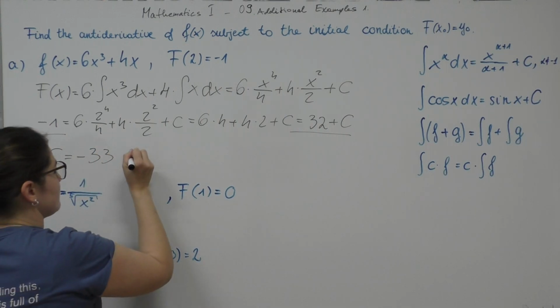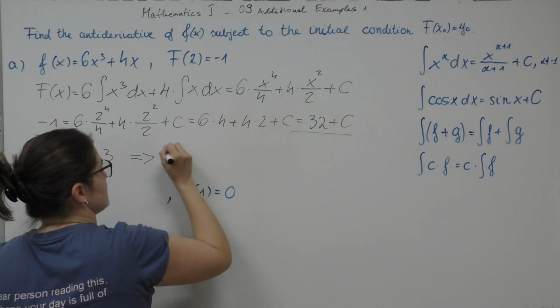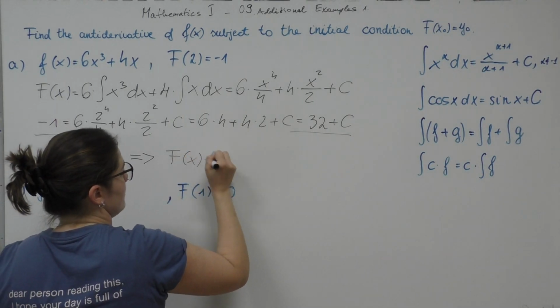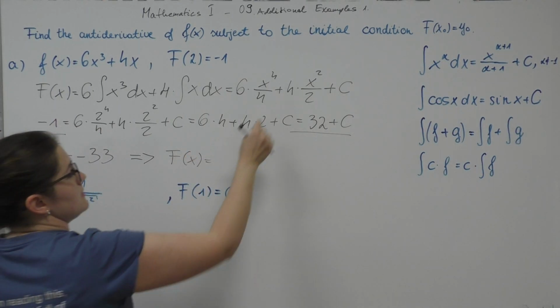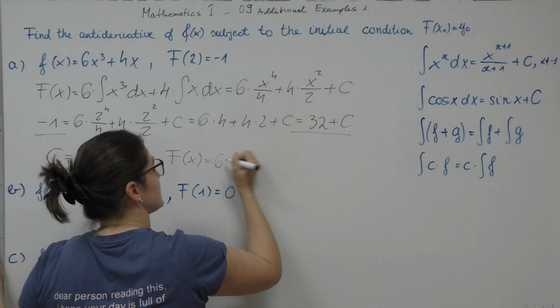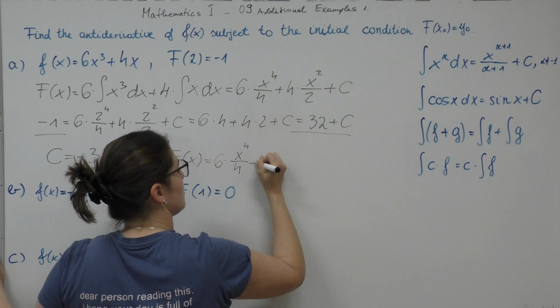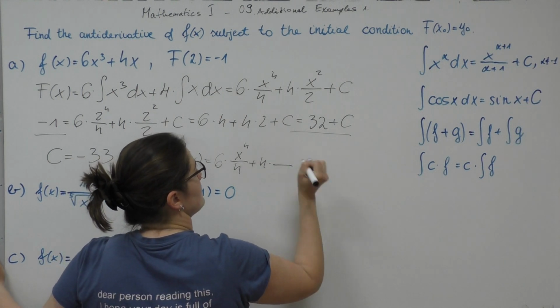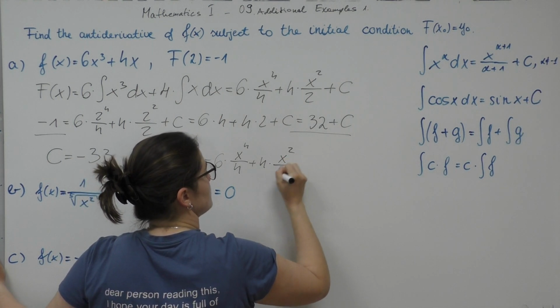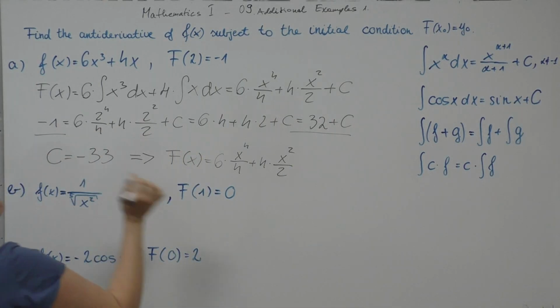And now we can finally determine the capital F function we were looking for, which is gonna be, based on this, 6 times x to the 4th over 4 plus 4 times x squared over 2 minus 33.